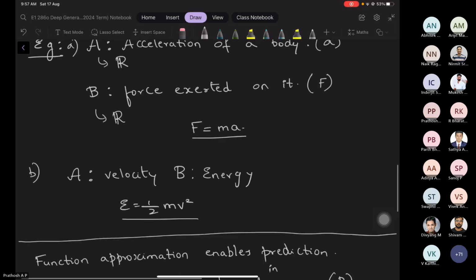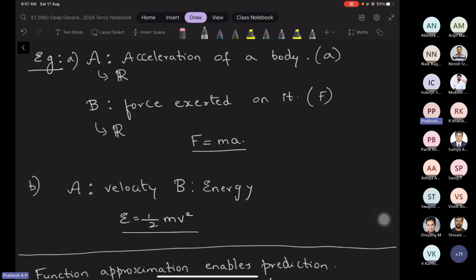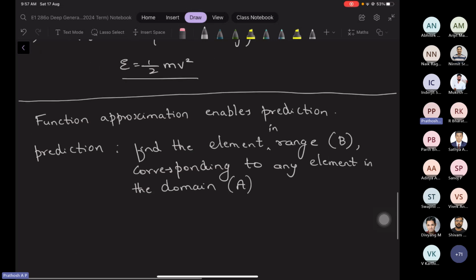Here, given a particular acceleration rate that was not observed, if I want to know what the corresponding force is, then if you find that underlying function, you can find out what the force is. Similarly, with velocity and energy: if you are given a particular velocity and I want to know what energy was exerted on it, I can just use this function and find out. That is one of the most important applications of why one needs function approximations. And as I said, all problems in science and engineering are about predicting this.